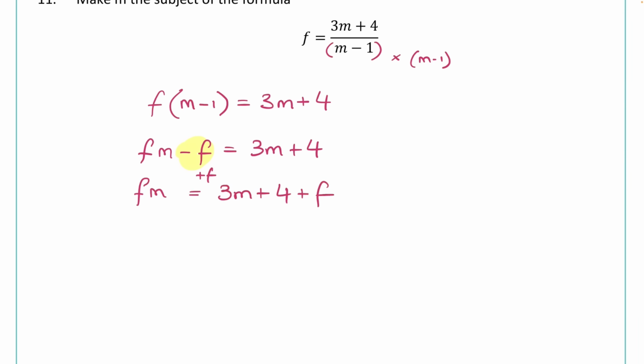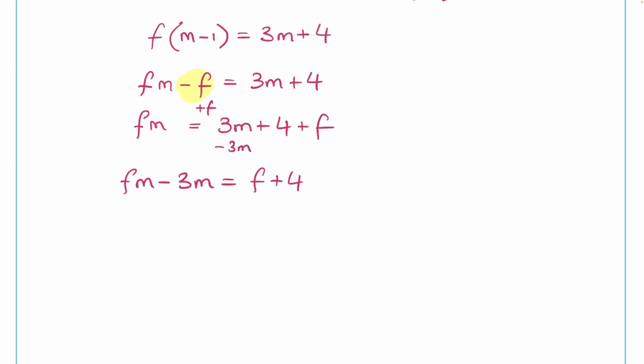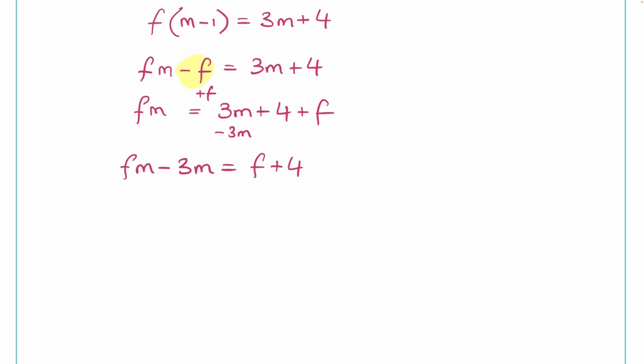plus f. I'm now going to minus the 3m so that they're on the same side, and we have fm minus 3m is equal to 4 plus f, or f plus 4. Either way, depends on how you want to write it, completely up to you. Now that I have the m's on the same side, and there's two of them, I have to factorise, and I can factorise m out of the bracket, which leaves me with f minus 3.